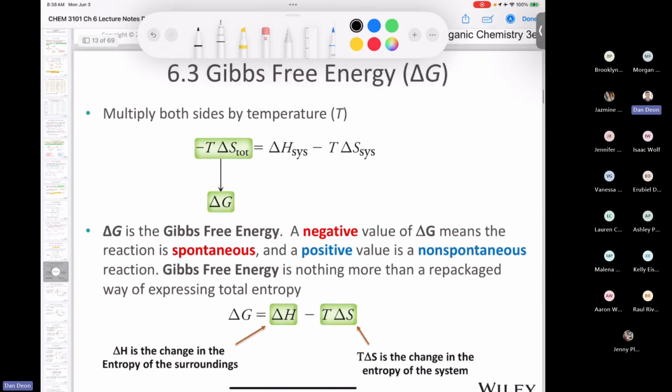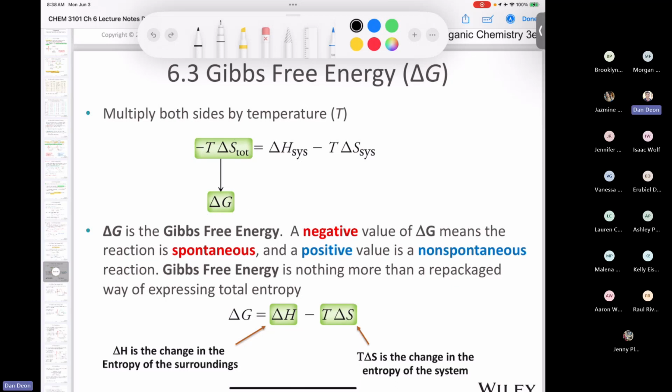And when you do that, what do you get? You get negative T times the total entropy is equal to the delta H of the system minus T delta S of the system. So what is this negative T times delta S? Well, again, if you don't remember, here's the definition. It turns out that negative T times delta S is delta G.